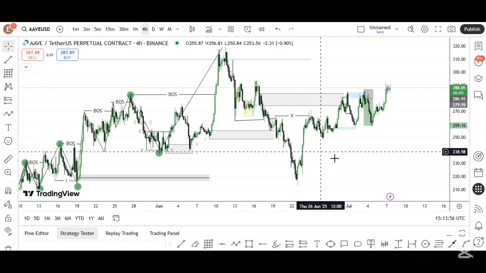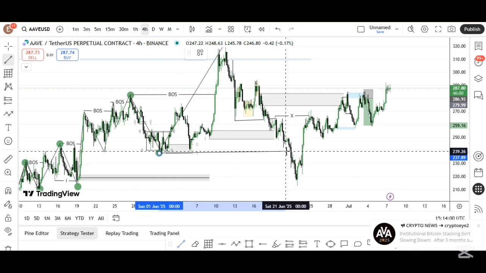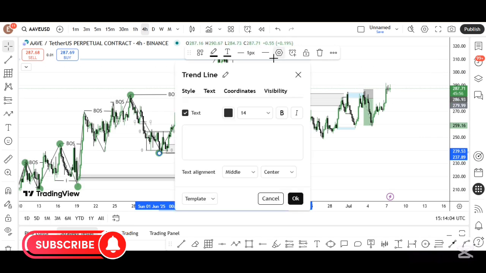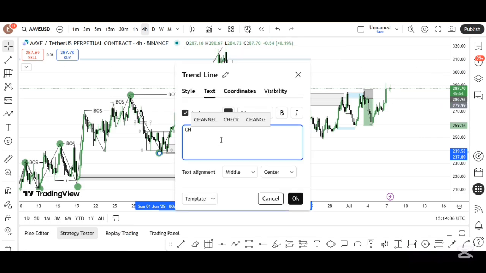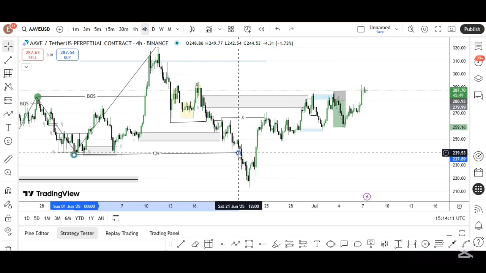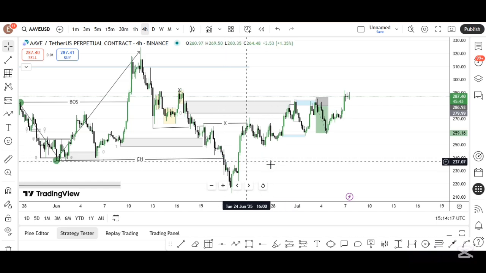but we are not looking to buy at this point. Price came down on the 4-hour and changed character, because price closed below this zone right here, giving us a change of character. Now since we have a change of character, we are looking for sales, because we are now in a downtrend.